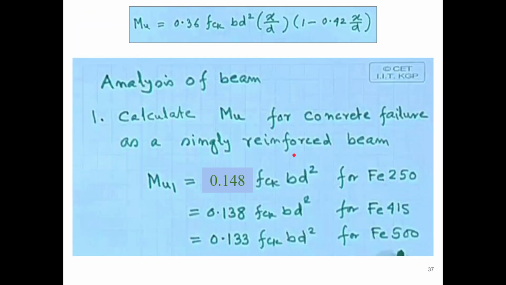Now the analysis of the beam. How it is done for the doubly reinforced beam: we will follow the concepts of the singly reinforced beam only. Firstly we calculate the Mu for concrete failure as a singly reinforced beam, and that is in the limiting condition, because we definitely know that the moment which we require will be greater than the limiting condition, right? So we directly go for the limiting. Limiting for Fe250 is 0.148 fck bd square. For 415 it is 0.138 fck bd square. For 500 it is 0.133 fck bd square, right?